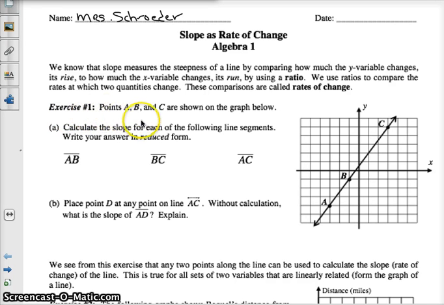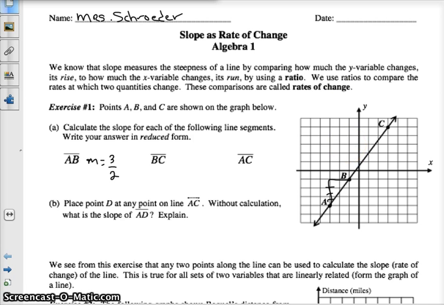So it says points A, B, and C are shown on the graph below. Calculate the slope for each of the following line segments. Write your answer in reduced form. Okay, so your slope can be found by doing rise over run. So that's 1, 2, 3 up and 2 over. So your slope, which is m, equals 3 over 2.